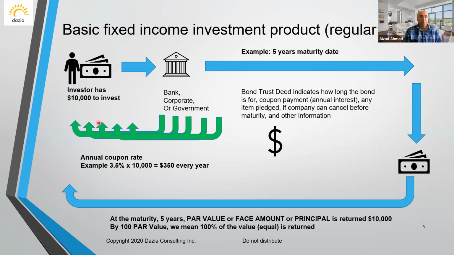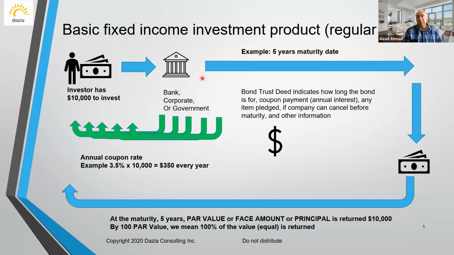So year one, they get 350. Year two, 350. Year three, year four, and the last year also they will get $350. Think of it as a regular payment that they're getting. So the bond trust deed, as we said, is a document. It will tell how long your money is locked in for, and what the coupon payment, the annual interest, is. Does the company have some item pledged or security? Can the company cancel the bond before maturity, etc.? All this will be in the document there.